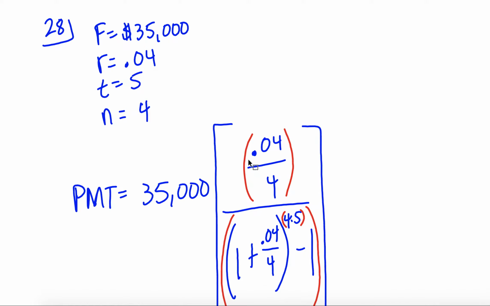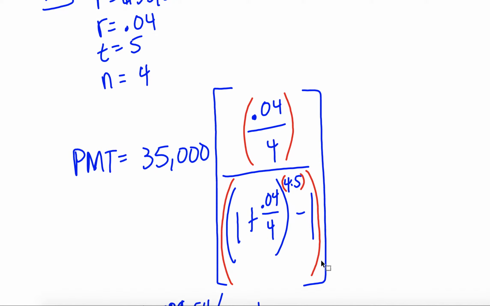You put your R value over your N value in the top. And then you divide by your denominator, the big denominator. And again, you're going to start with the 35,000, put in this parenthesis. You want the 0.04 divided by 4. You want to do that together, so you want to put those in parentheses. Big division bar. And then again, the big parenthesis to say I want the whole denominator done first. This little parenthesis to say I want this number found first.